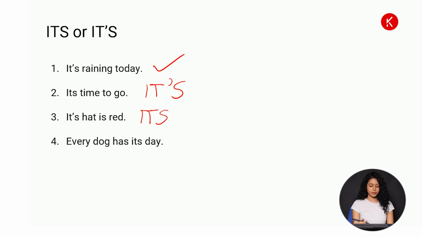The fourth one, every dog has its day. Now here, its is used as a possessive adjective. So is that correct? It absolutely is. So every dog has its day.